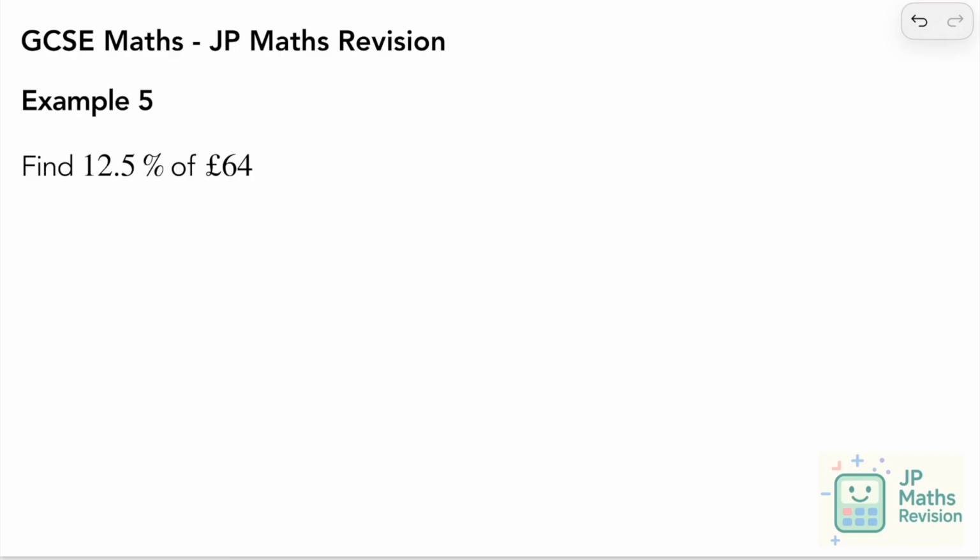This example here, I'm finding 12.5% of 64, so 12.5% as a decimal, if I divide that by 100, that's going to be 0.125, so 0.125 times 64, that's going to give us 8, so it's going to be £8 for that one.